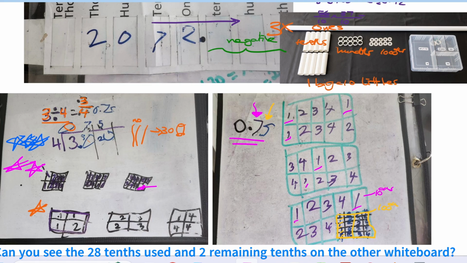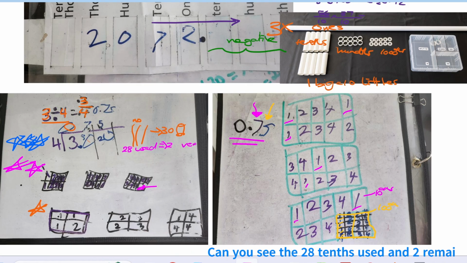I used 28 of them. So 28 used. And with 2 left over, 2 remaining. And that gave us 7 each. So that's the 7 that he wrote up there. And I said, okay, well, if you've got 2 tenths, how many hundredths do you get? And then he wrote, oh, I get 20 hundredths. So that is the 20 hundredths there.